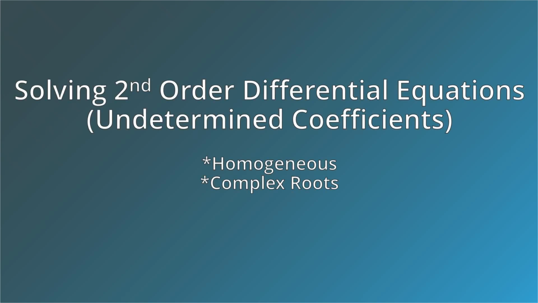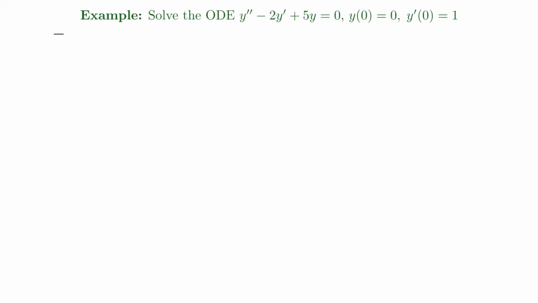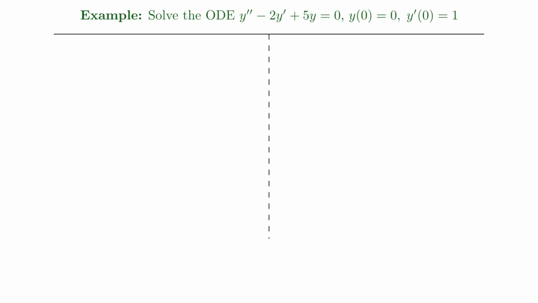In this video, we're solving a second-order differential equation using the method of undetermined coefficients. For this example, we're solving y'' - 2y' + 5y = 0, with the initial conditions y(0) = 0 and y'(0) = 1. First step is to form the characteristic equation.